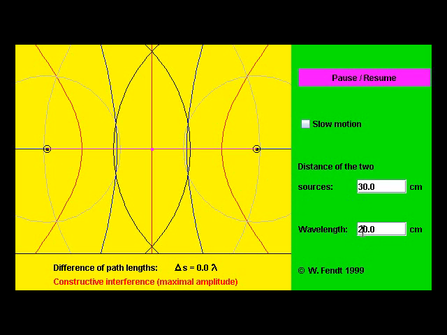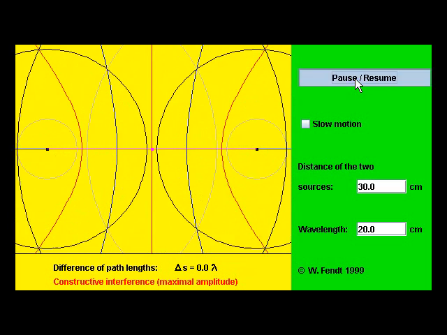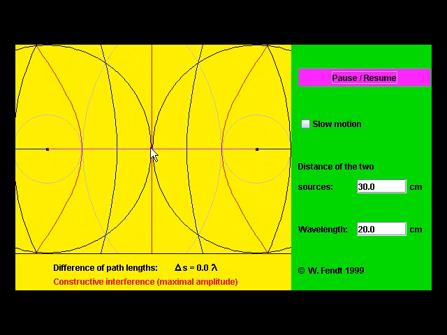Now the wavelengths are 20 centimeters, which means that a crest from the left and a crest from the right each have the next crest 20 centimeters behind. So if we just watch them as they move outward, you can see that when they meet right in the middle, right at this point, the crest from one meets a crest from another. And as you can see at the bottom, it says constructive interference is occurring, and you have a maximal amplitude.